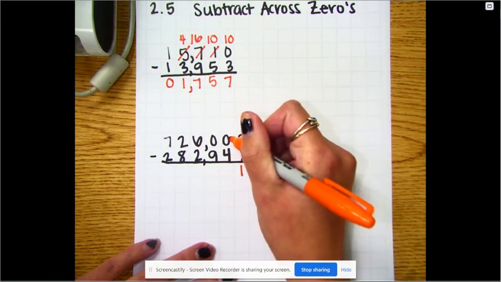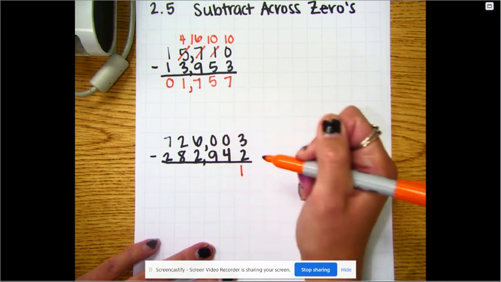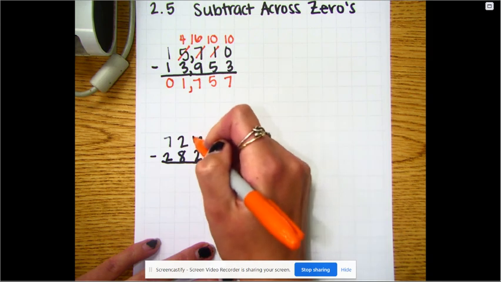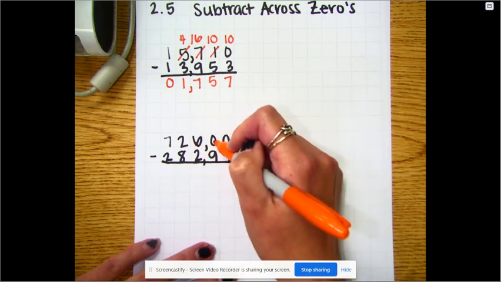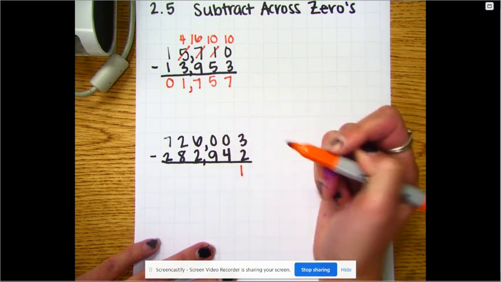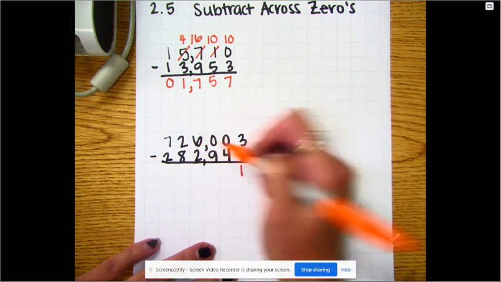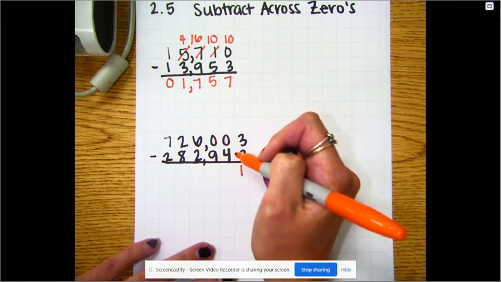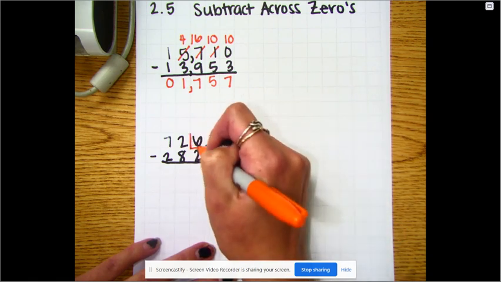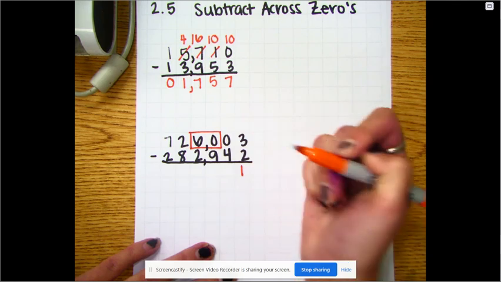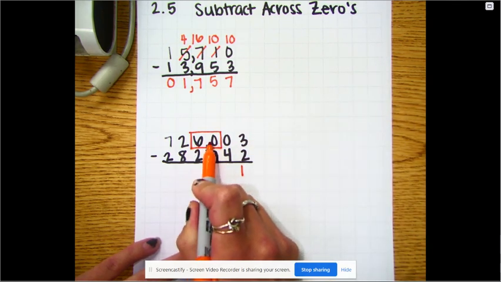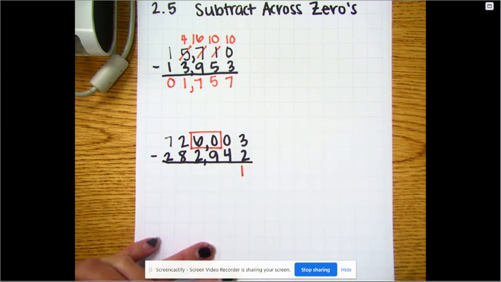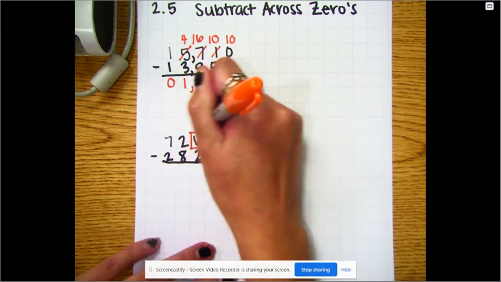Now we go next door. 0 take away 4. This value is less than this value. So we're going to have to go to our neighbor and borrow. But as you see, we have a 0 here. So we have two options. The first option is to borrow twice. I find that to be rather confusing personally, so I box my two digits and I say 60. If I take 1 away from 60, 60 take away 1, I would get 59.